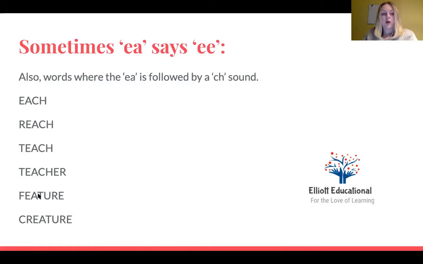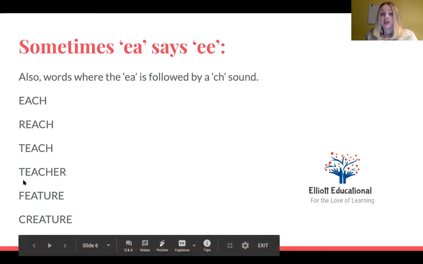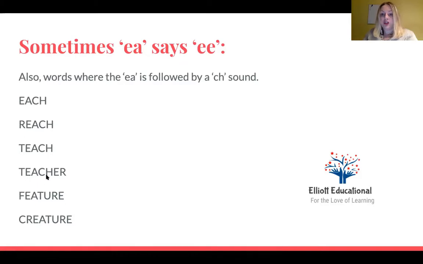So also notice the word teacher. So even though the ch isn't the last sound of the word, isn't the last syllable, the sound is there as well. Still, the presence of the ch means that we say E and A as E.